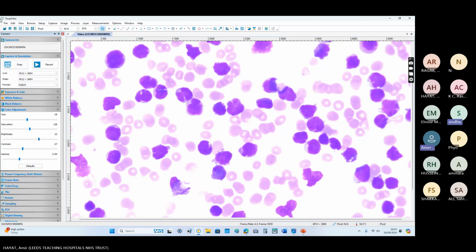This is not APML. The cells are not bilobed, they are not granular, they are not large in size, they are just a bit larger than the red cell. And APML would not come to you with a 960 white cell count.